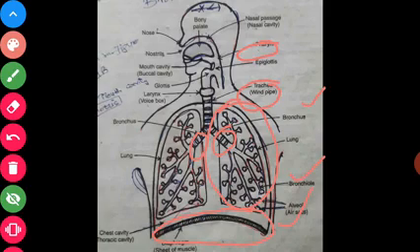We know that there are three types of cells present in the blood: RBCs, WBCs, and platelets. In RBCs, the nucleus is absent. There is a protein, hemoglobin. The oxygen binds to this protein hemoglobin and is transported to each and every cell of the body. Four oxygen molecules can bind to a single hemoglobin. This oxyhemoglobin is carried to various parts of the body, giving them energy by breaking down food.